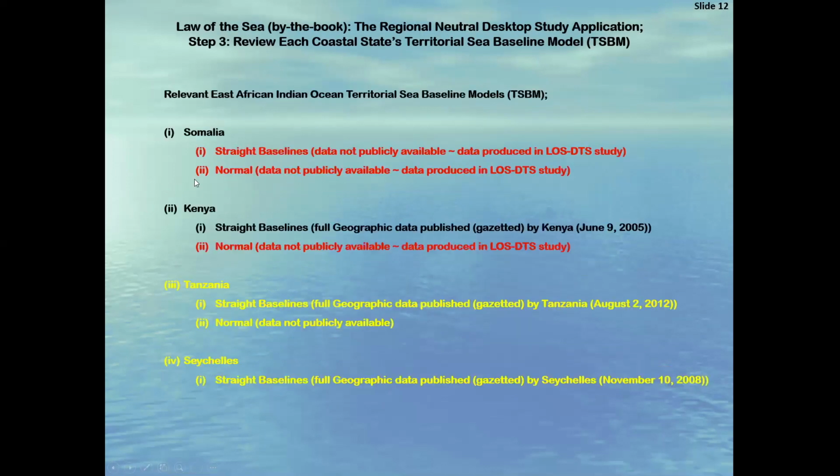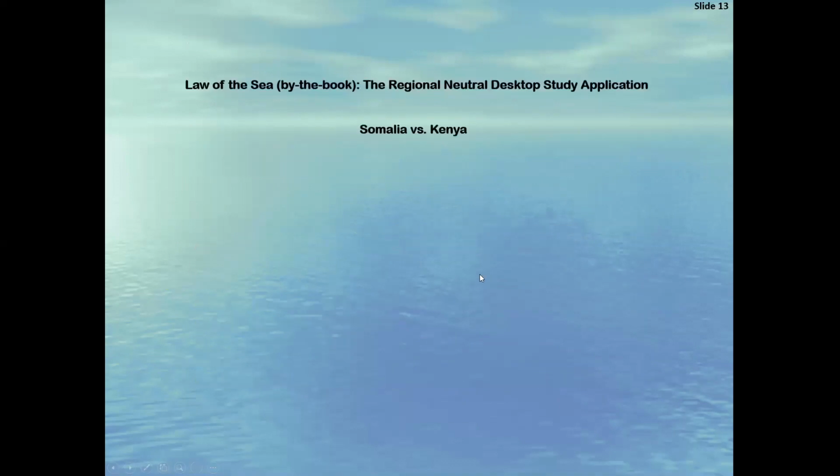So, step 3. So, the relevant East African Indian Ocean territorial sea baseline models. Just to set the stage, Somalia claims straight and has legislation for straight baselines, but they're not publicly available. We did reverse engineer them in the desktop study. They can also legally use normal. Kenya published straight baselines on June 9th, 2005, and they also have never published but can make full use of normal baselines. Tanzania and Seychelles both use straight baselines as well, but they're in yellow because they're not really factored in that heavily, but we did need to look at it.